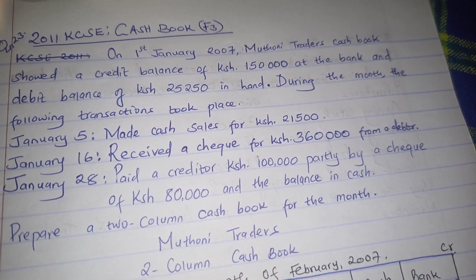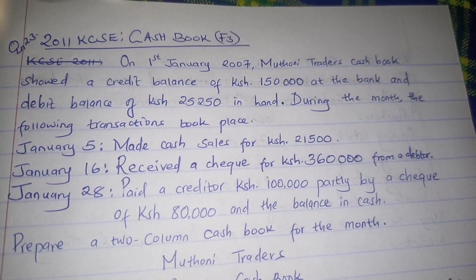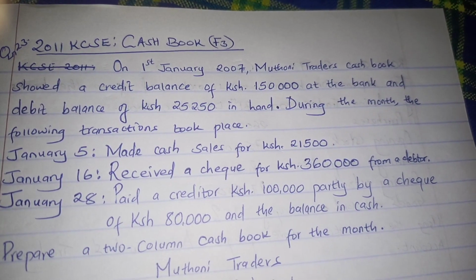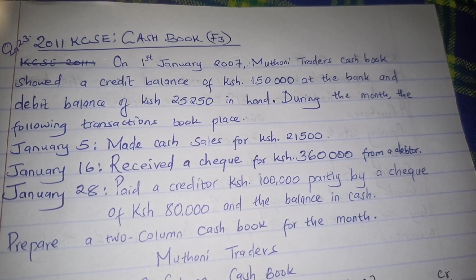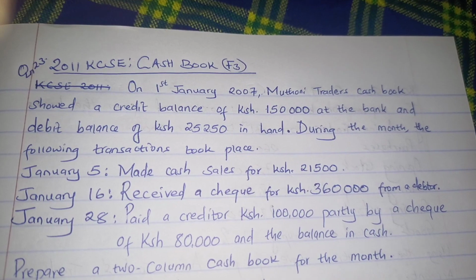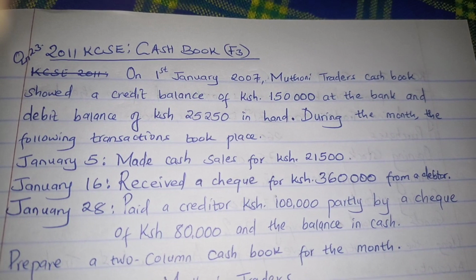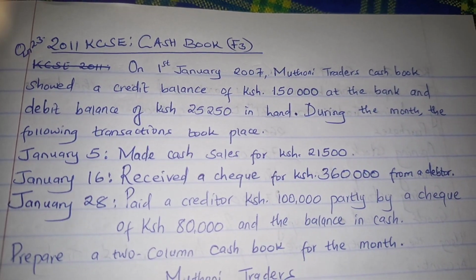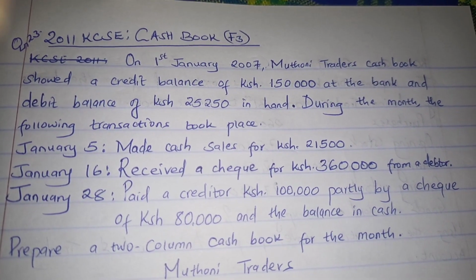January 5th, made cash sales for the month for Kenya shillings 21,500. January 16, received a check for 360,000 Kenyan shillings from a debtor. January 28, paid a creditor 100,000 Kenyan shillings, partly by a check of 80,000 Kenyan shillings and the balance in cash. So the question requires us to prepare a 2-column cash book for the month.